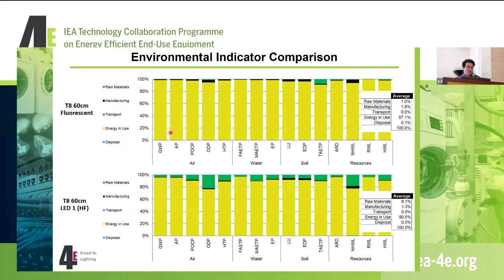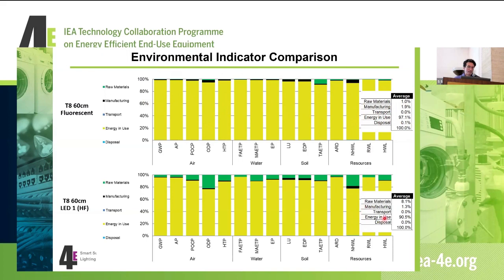So you see from an impact point of view, and there's percentages over here on the right, where I just took a simple average of all 15 indicators. So there's no weighting here. But you see that essentially 97% of the impact of the fluorescent lamp is from the energy in use. So there's very little material in it, right? It's just glass, some phosphor, and a bit of metal. So there's not much to it. But energy in use is the most important impact.